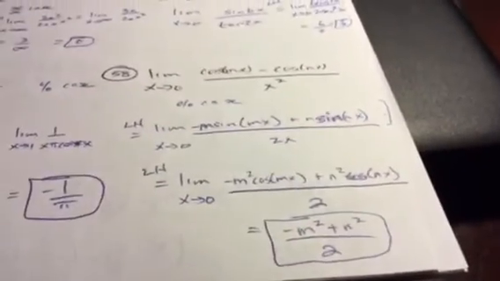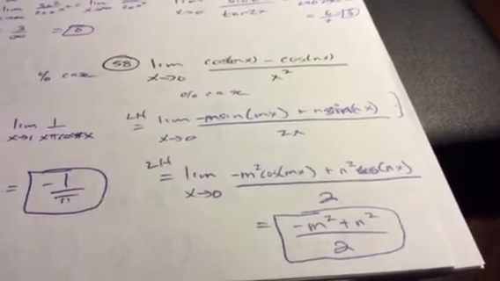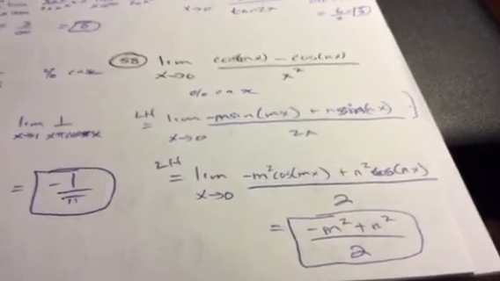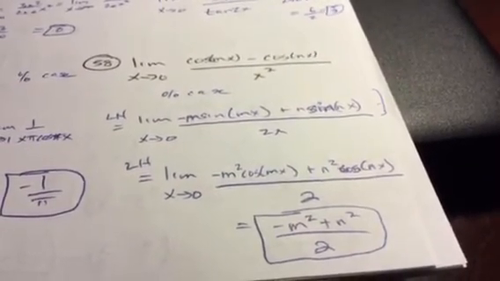Here's a little bit of a tricky one, but you use L'Hopital's twice because you get a 0 over 0 case twice. And then that's a little messy. We'll try to talk about that one in class. But it does come out to a reasonable answer.